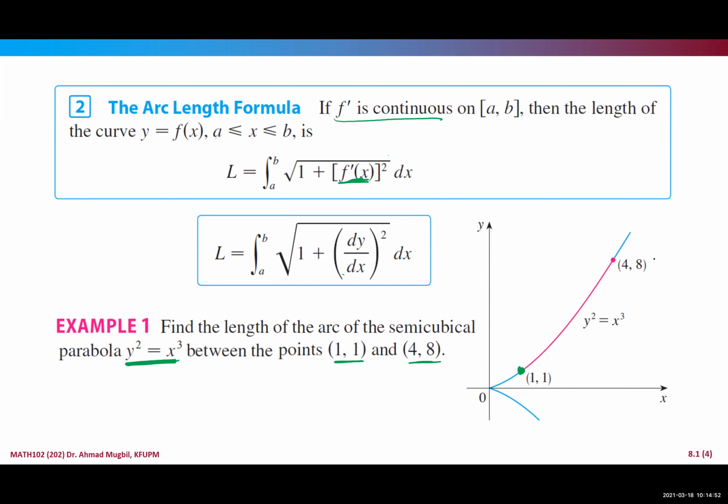Now let's apply this definition. What we need to do to find the length from this point to this point is find dy/dx, then we will square it, then we will add 1, then we will take the square root. The question here is that we can integrate with respect to y or with respect to x. You can solve this equation for y and you can solve it for x. So what do you prefer to do?